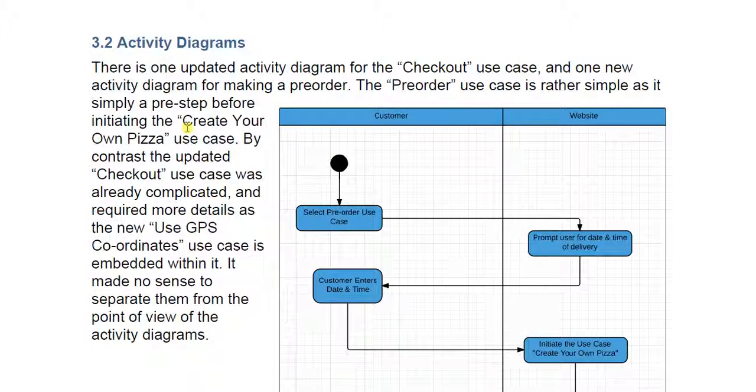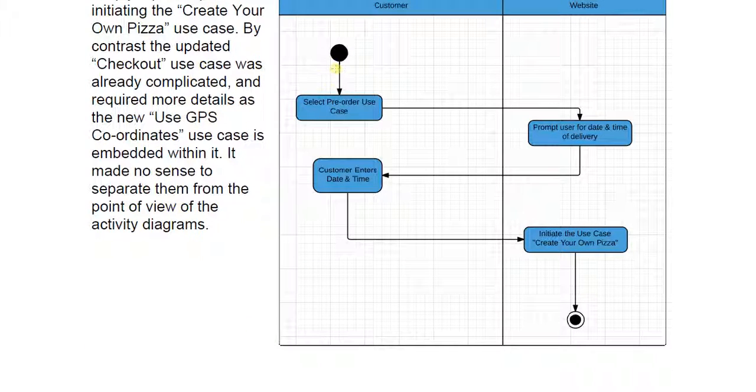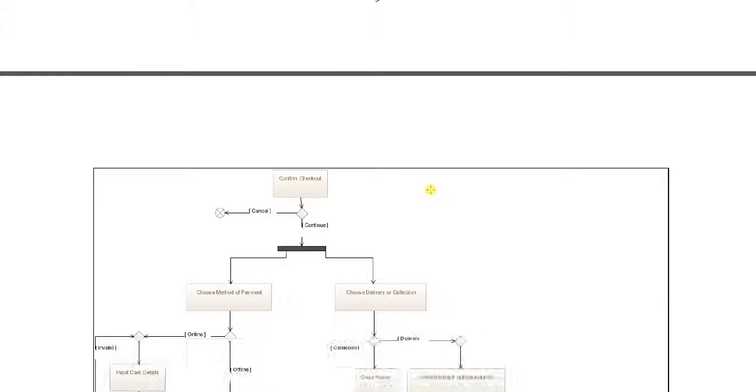So then the activity diagram is fairly simple. It's too simple to be worth even talking about. It's the same as it comes from the use case.